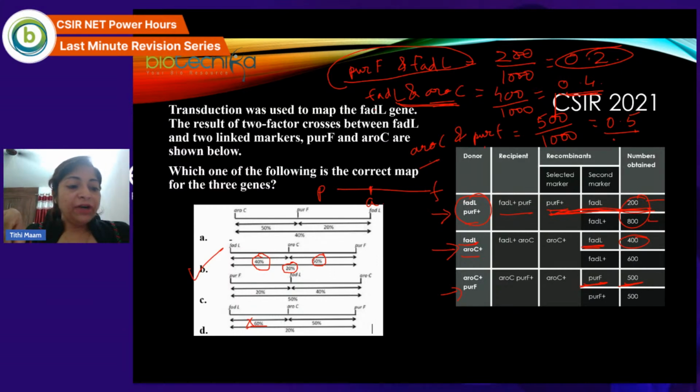Okay, yeah, Riva. So this selected marker basically means that in the recombinants, like in the transductants, after the transduction is over, we are selecting only those cells that are per F plus. Means for sure they have received the per F plus from the donor. Now whether they have received Fadel or not, that we are selecting next.